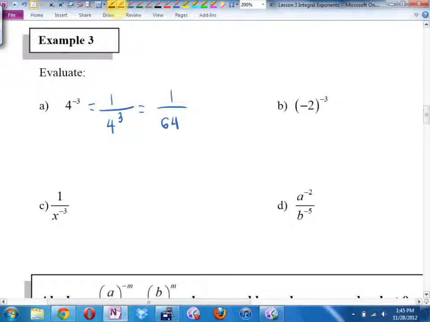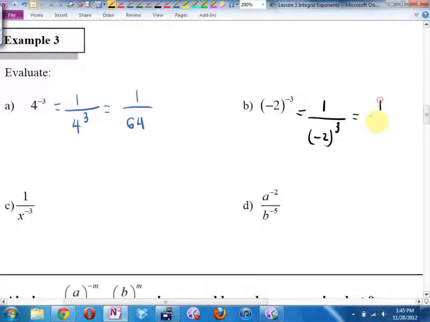Elevator. This is going to be negative 2 all to the positive 3, and there'd be a 1 left on top. What is negative 2 to the third power? Garrett? I agree.